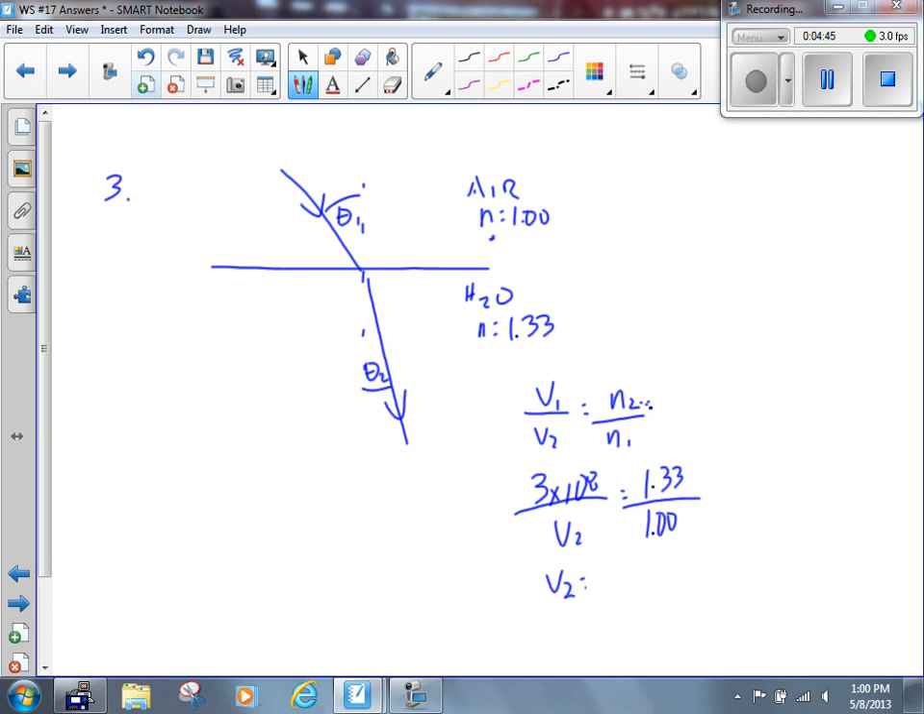Solve for V2 there. Bring V2 up by multiplying, and then 1.33 down by dividing. And V2 works out to be 2.26 times 10 to the 8 meters per second. Again, should the speed of light in water be smaller than the speed of light in air? Yes. We've got a smaller value here, although it's still 10 to the 8 meters per second, which it always should be, but low enough that it seems like a reasonable answer for us.